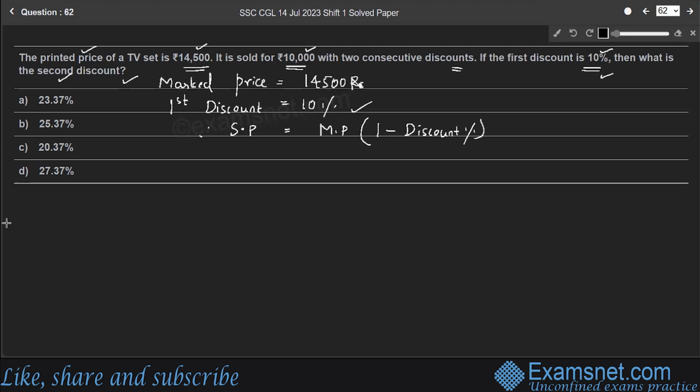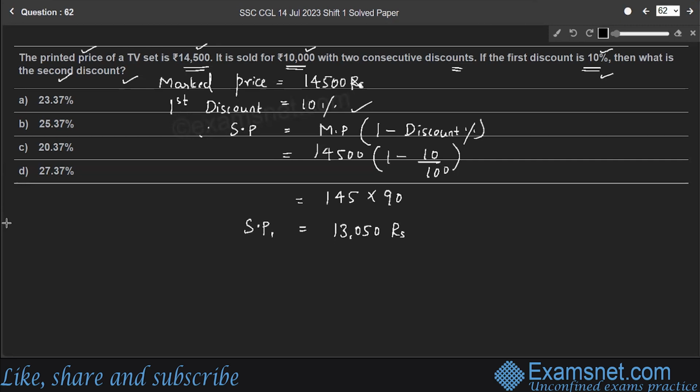1 minus discount percentage. Let us find the selling price after giving the first discount. Here the market price is 14,500 rupees. 1 minus 10% of discount, which is nothing but 10 by 100. Right? So, you will get 145 here. 14,500 by 100 gives 145 into 90. So the selling price after giving the first discount, or you can consider it as selling price 1, SP1, becomes 145 into 90, which is 13,050 rupees will be the first selling price.